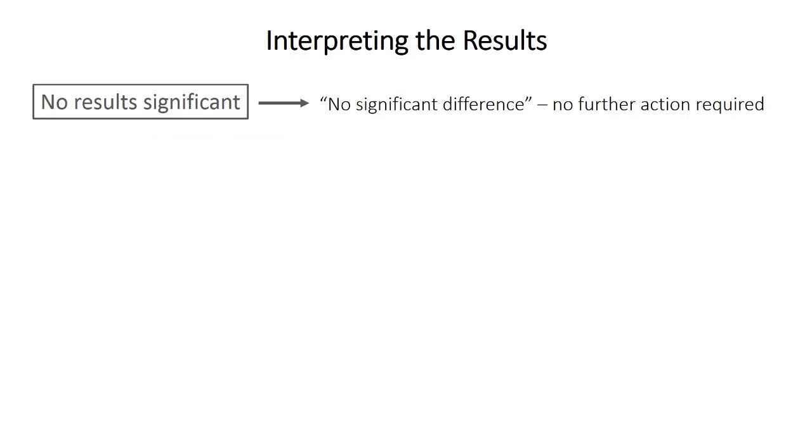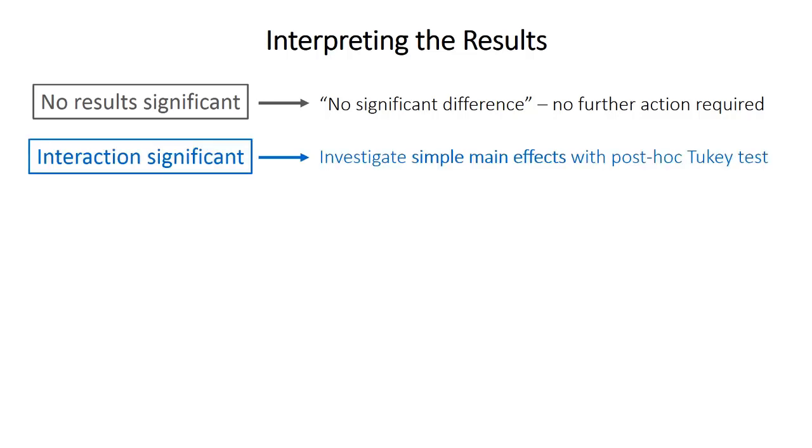So how do you interpret the results? Well, if none are statistically significant, you can only say there's no significant difference, and then no further action is required. If the interaction is significant, it's difficult to interpret the regular main effects because the effect of one factor depends on the value of the other. Instead, you can investigate something called the simple main effects, and that is the effect that one factor has at a constant level of the other factor or factors.